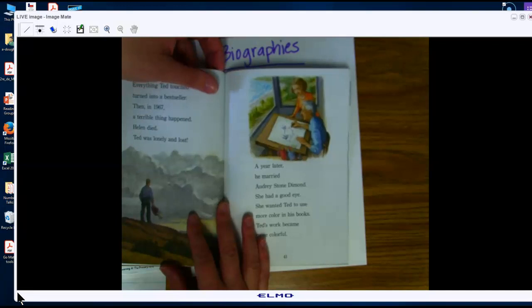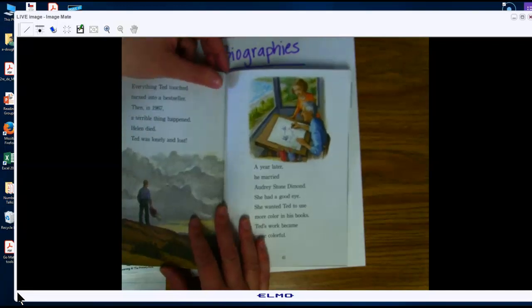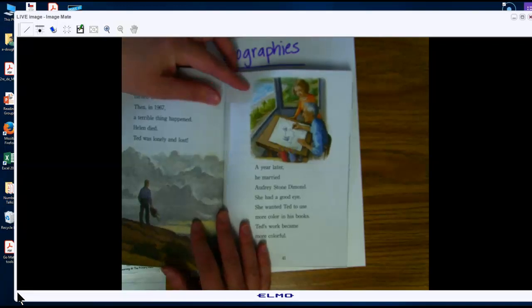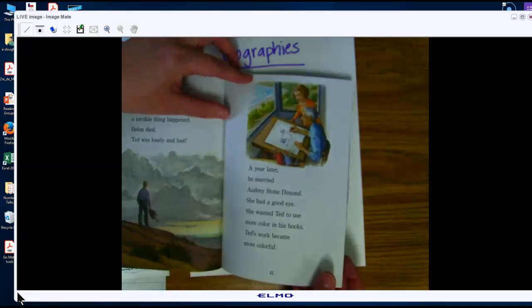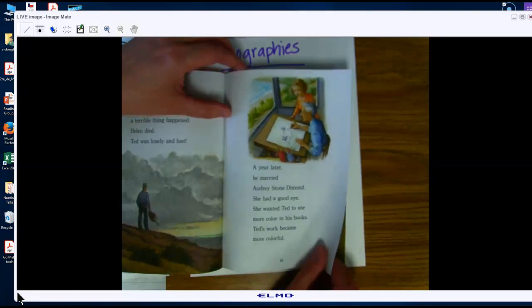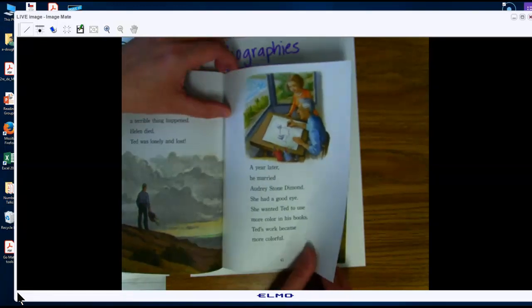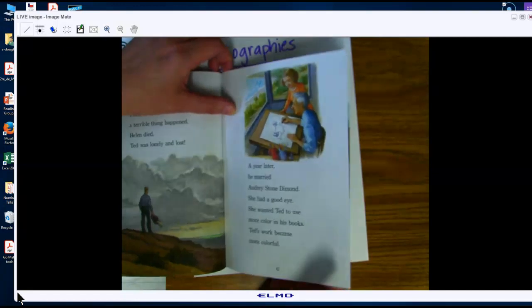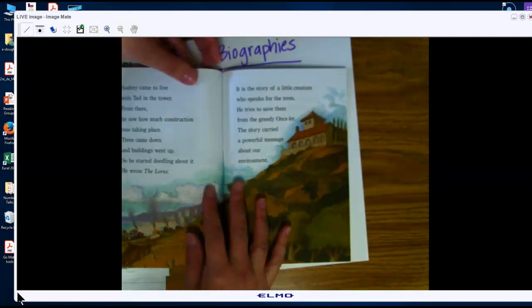Then in 1967, a terrible thing happened. Helen died. Ted was lonely and lost. A year later, he married Audrey Stone Diamond. She had a good eye. She wanted Ted to use more color in his books, and Ted's work became more colorful. So his new wife helped him get more color in his books.